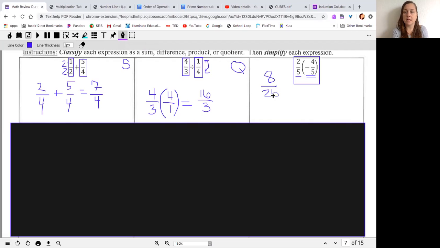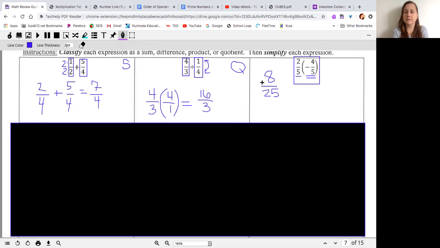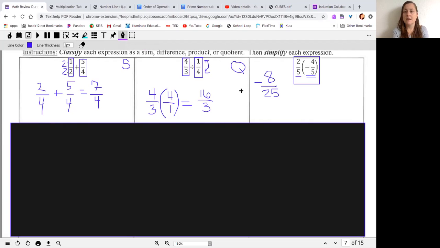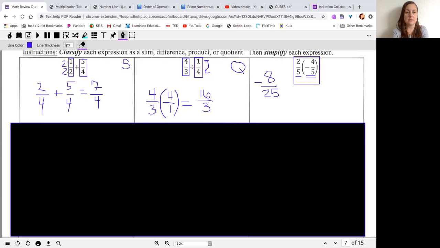Notice when I'm multiplying, I multiply the denominators together. But when I'm adding or subtracting, the denominator stays the same. We can't forget our signs. So a positive and negative make negative. That problem is all done. Let's go to the next section.